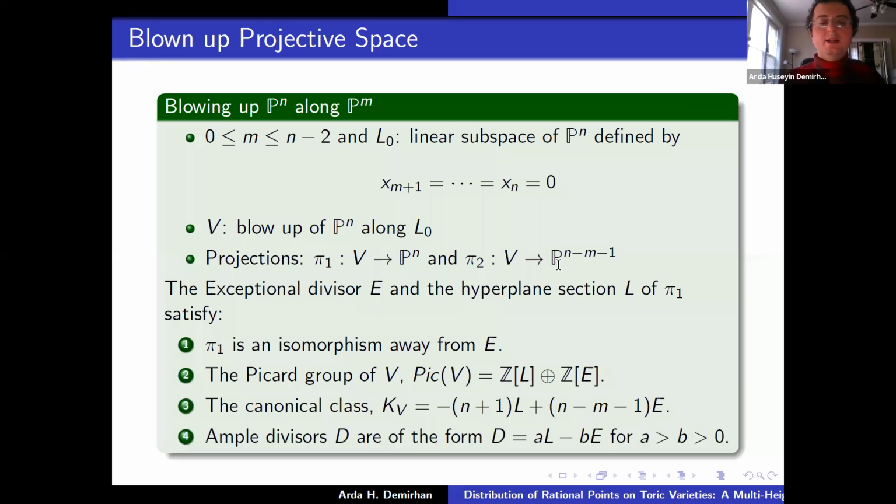And by the Nakai-Moishezon criterion, which I think appears in chapter 5 of Hartshorne's Algebraic Geometry, we can characterize ample divisors by aL minus bE, where a and b are positive and a is bigger than b.